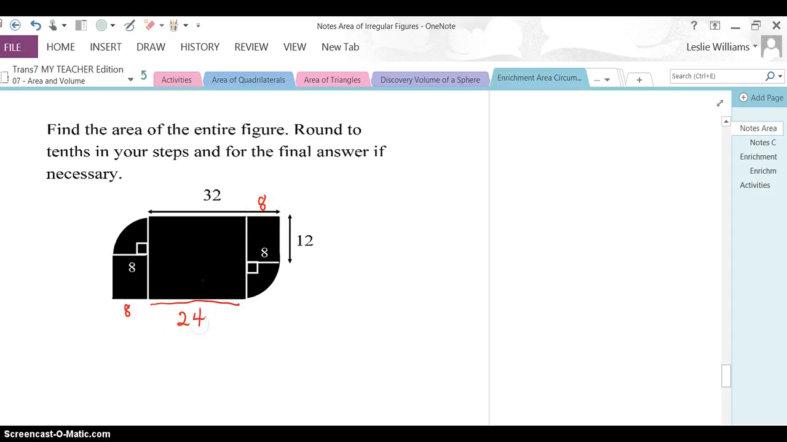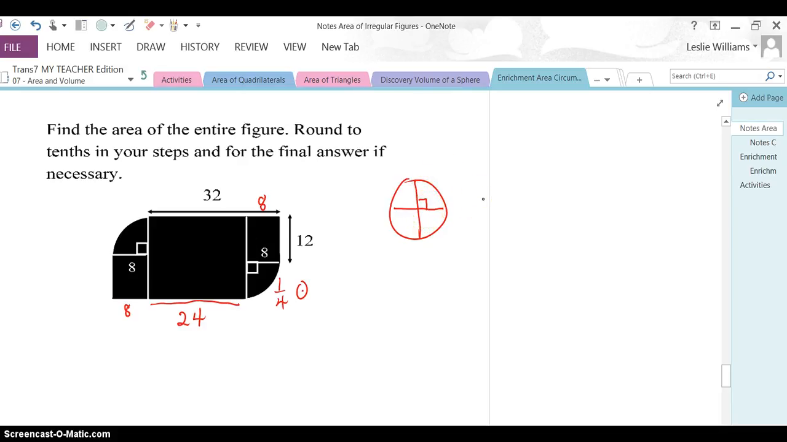24. And then we know the radius of each circle is 8. And since both of those have the same radius, they're the same circle. And since they're each a quarter of a circle, that actually gives us a half of a circle. So here's a circle split into 4 pieces to help you visualize a quarter of a circle. So we have 2 quarter circles that have a radius of 8 each.